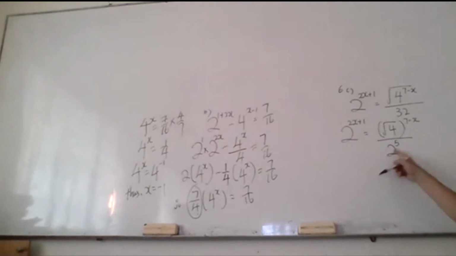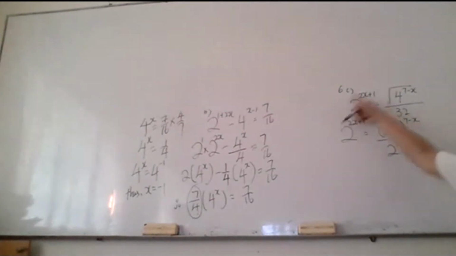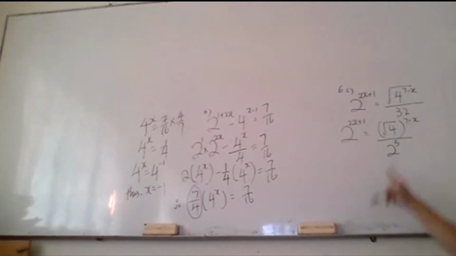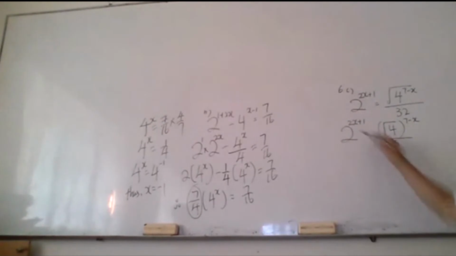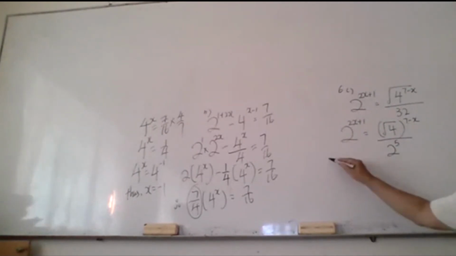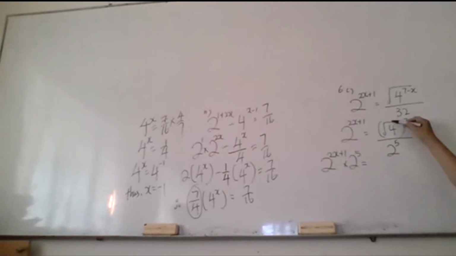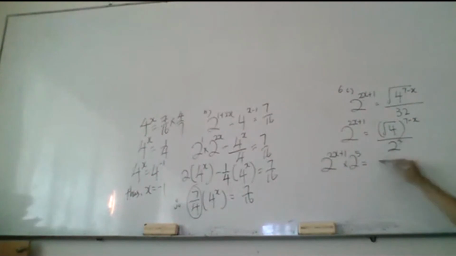Why do I need to put 2 to the power of 5? Because in the question I can see that the index base is 2. So I will choose 2 rather than 3, 4, 5. So now I want to cross multiply. It's 2x plus 1 times 2 to the power of 5. And then we know that the square root of 4 will give you 2 as well. And 7 minus x will remain there.